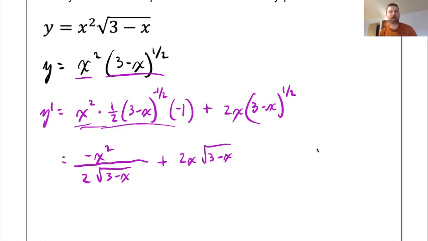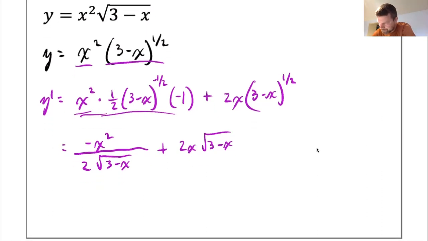Some people like to find a common denominator and combine these together in one. Some people like to leave it. Let's go ahead and find a common denominator and combine these together because it might make it nicer. Common denominator would be 2 times the square root of 3 minus x. So I've got to multiply 2 times the square root of 3 minus x here.